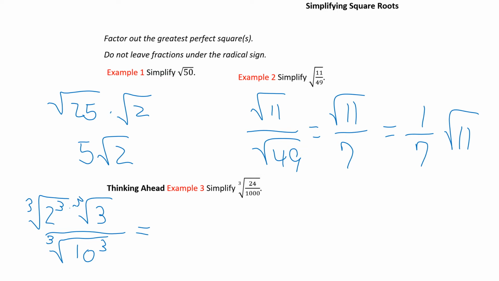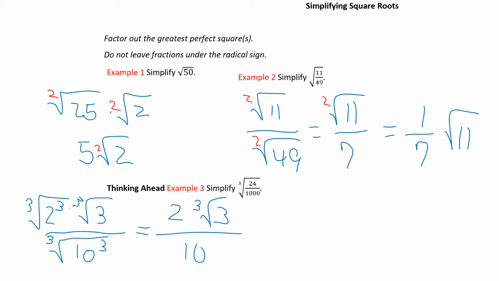By the way, square roots are so common that we don't see the index. You don't need to put that 2 up there as an index, but it might help us to understand that cube roots are going to have the 3, something to the 4th is going to have a 4. So we proceed. The cube root of 2 cubed is 2. The cube root of 3 will just remain. And we have a 10.